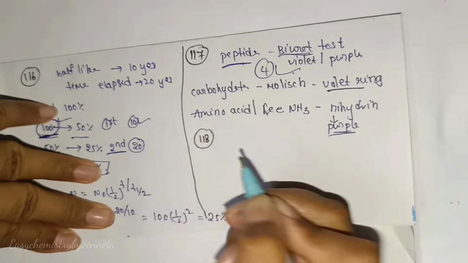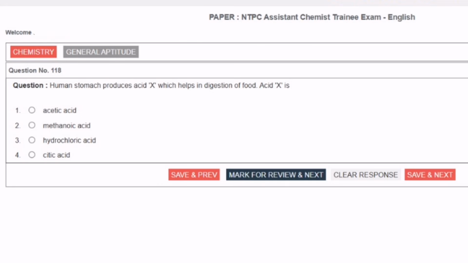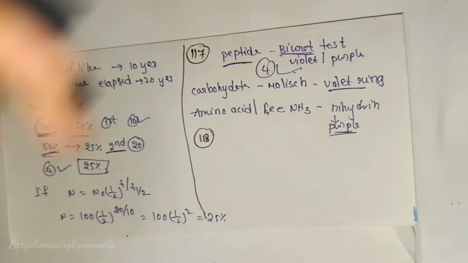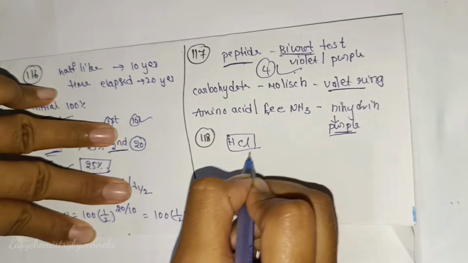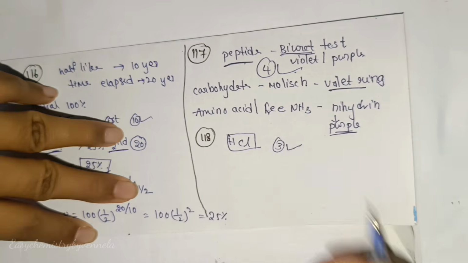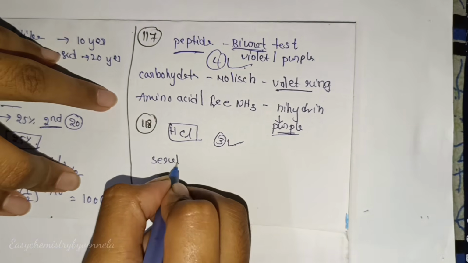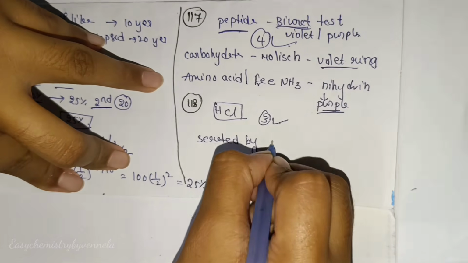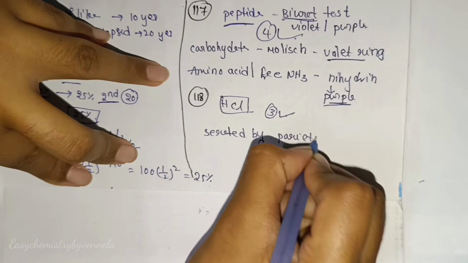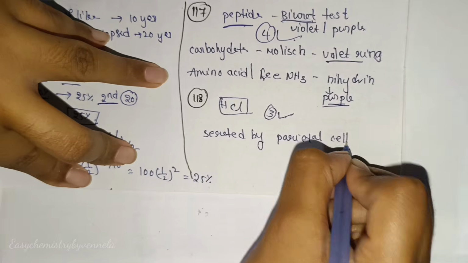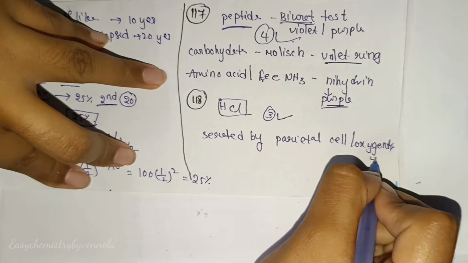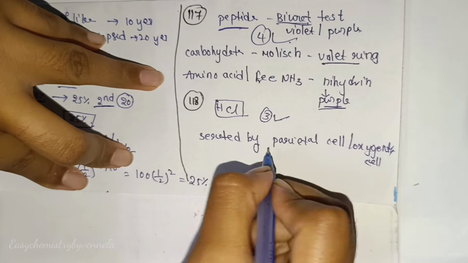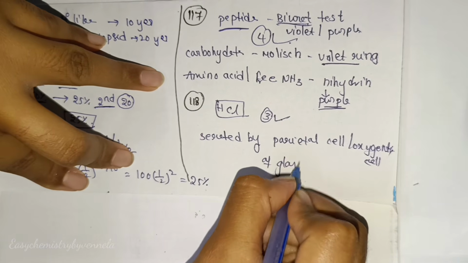Next question. Human stomach produces acid X, which helps in digestion of food. Acid X is, I think everyone knows this question, hydrochloric acid, HCl. Third one is the correct one. This is secreted by parietal cells or oxyntic cells of gastric glands.